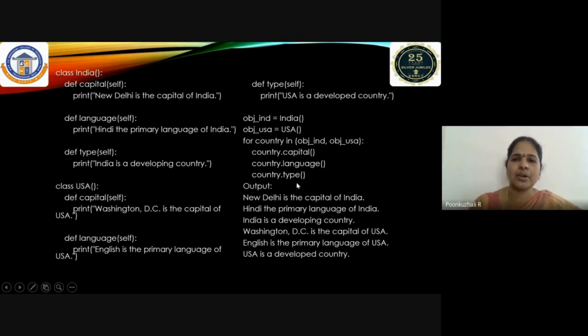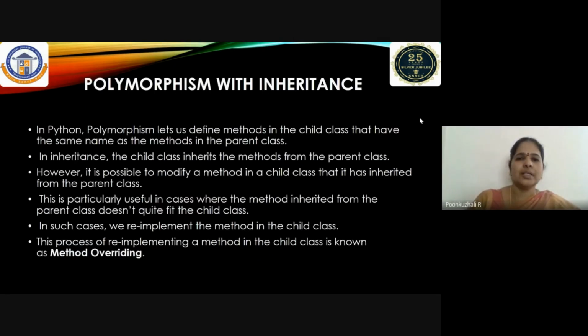And when I say country dot type, it will display USA is a developed country. So here we have two different classes, class India and USA, but both the classes have the same functions: capital, language, and type. And depending upon the object created, the function will be called based on that. So next we'll see polymorphism in inheritance.